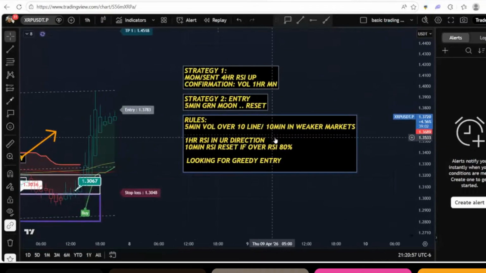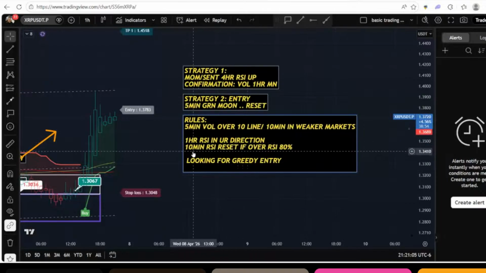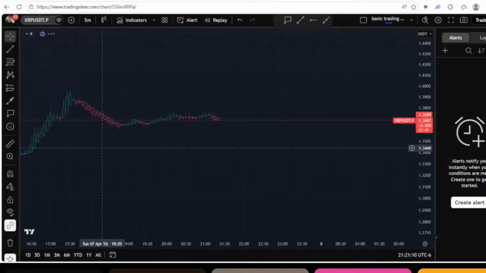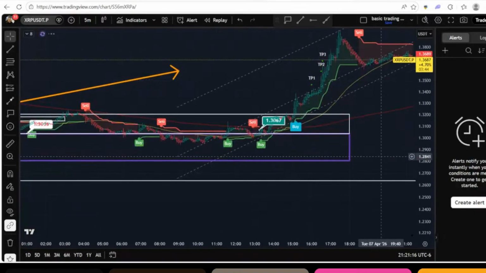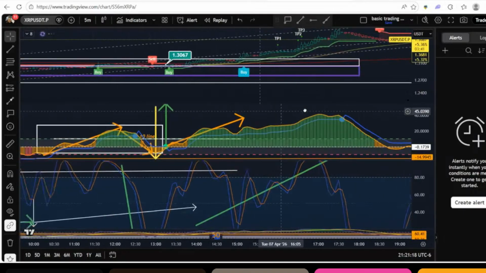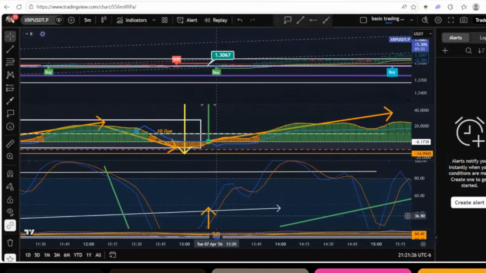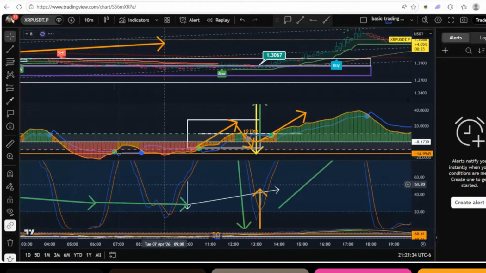5-minute volume over the 10 line, 10-minute in weaker markets, which we're currently in, and the RSI in your direction on the 1 hour, and the 10-minute reset, right? And let me go back here and let's get back to our entry point just to double check. And what I mean by that is, as you look here and you decide to make your entry, you can see here that the green moon entry came in here. At the part of that decision, the 5-minute was down below, but I want to look at the 10, and all I'm looking for is the 10-minute reset, right?